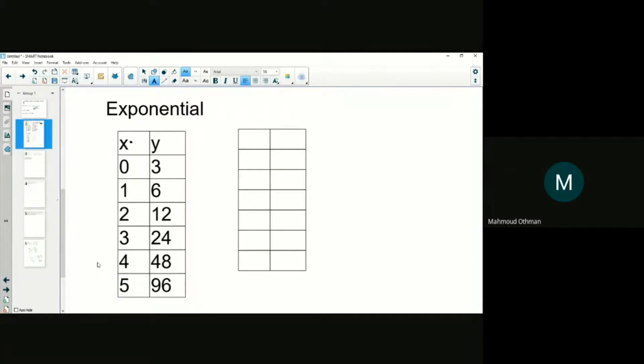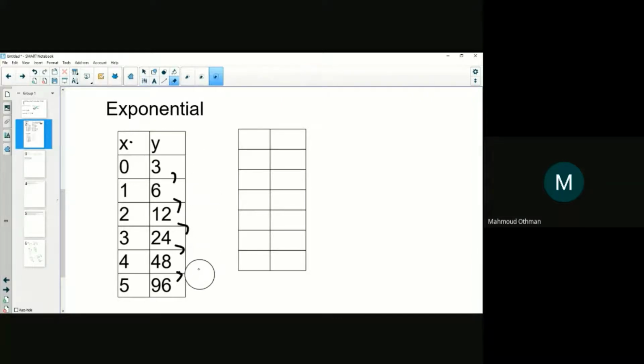So the pattern is, it goes from 3, 6, 12, 24, 48, but that doesn't seem like that would actually be the pattern. Looks like there's a different type of pattern.